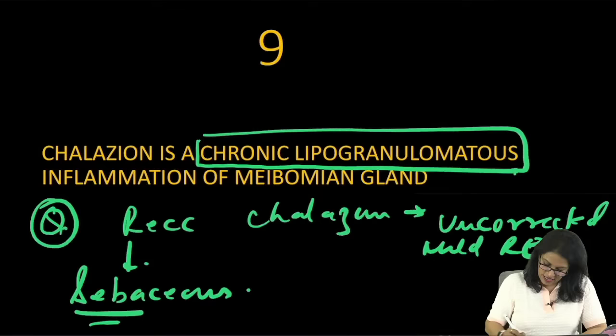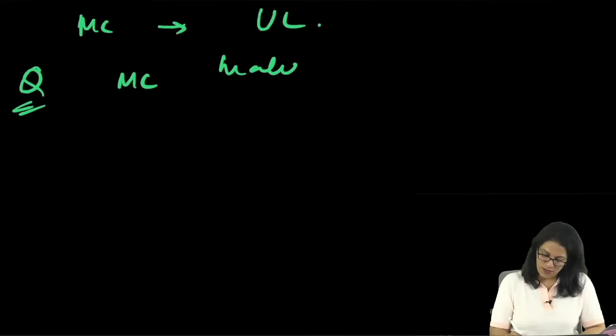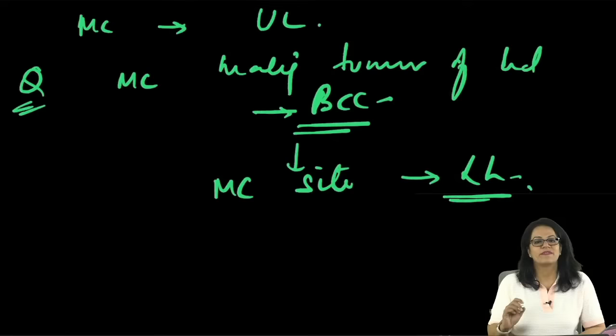Do you know what is the most common site of sebaceous cell carcinoma? The most common site here would be the upper lid. They have asked you what is the most common malignant tumor of lids. Now what will you answer? Basal cell carcinoma. Basal cell carcinoma, what is the most common site if they ask you? You should answer it is the lower lid. Okay? So this was some quick revision around this.